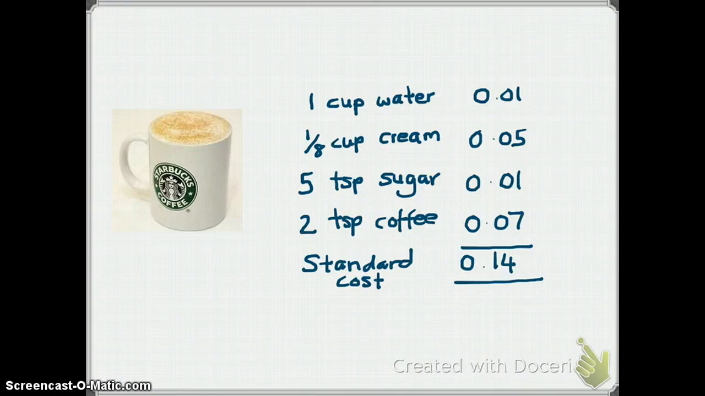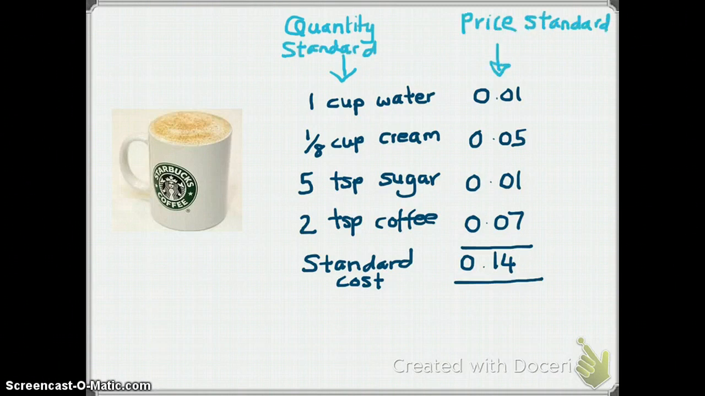Our standard cost consists of 2 components. There is a quantity standard and a price standard. The quantity standard states how much of each ingredient, each material is used, and the price standard says how much each item costs. So each item has a quantity standard and a price standard. If you notice all the ones that we've calculated so far, these are all direct materials.